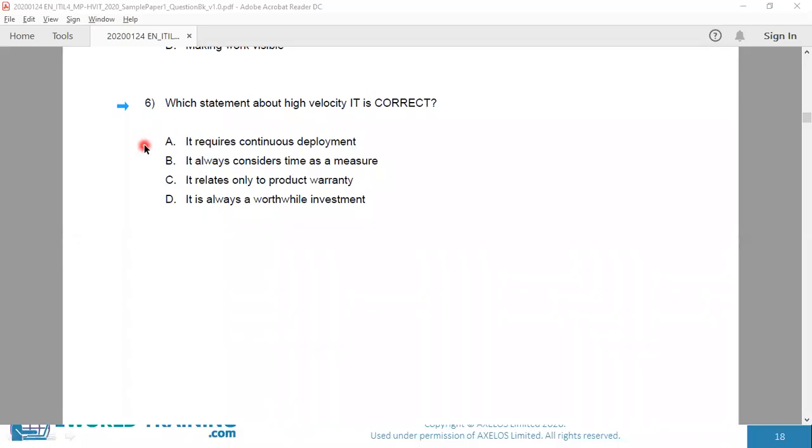You might recollect this just a while ago, we have seen the importance of speed in high velocity IT. And we see that in option B. Therefore, B is most likely to be correct.